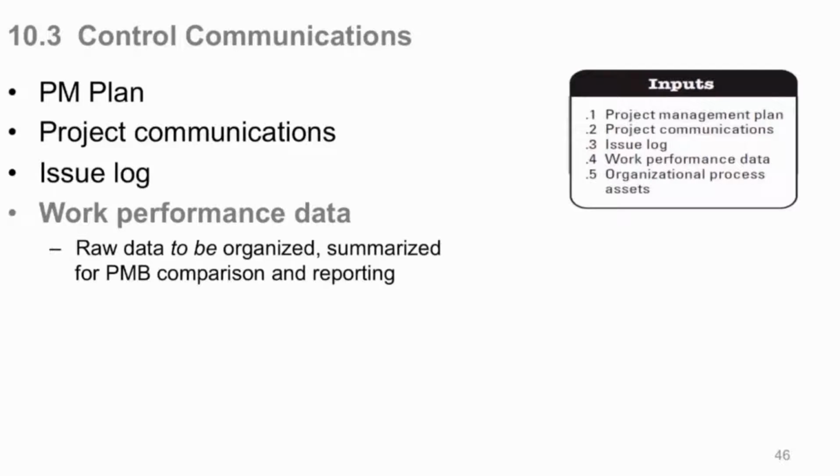Work performance data, raw data to be organized, summarized, primarily for your performance management baseline, so you can do your forecasting from the aggregate of all your baselines. How are you doing? Are you on track, off track, have you fallen off the edge and it's become real apparent, or are you just kind of off track? Let's make some corrections, which would result in a change request, which we'll see.